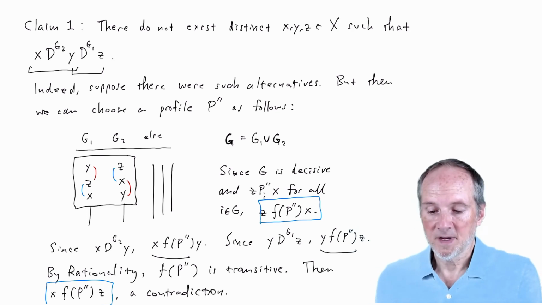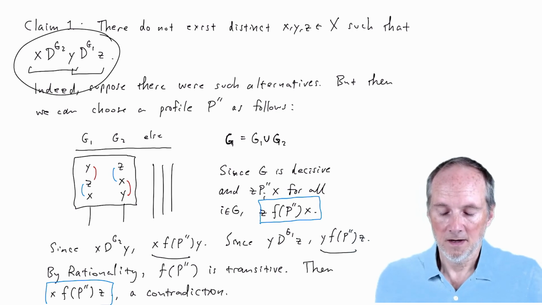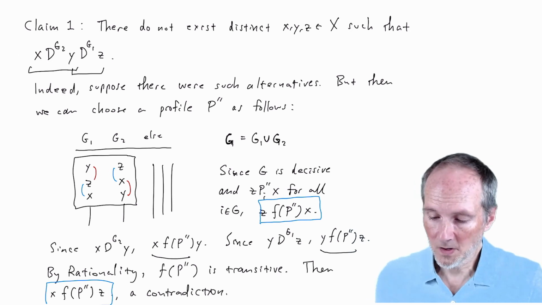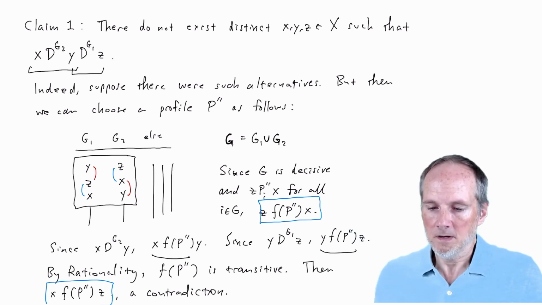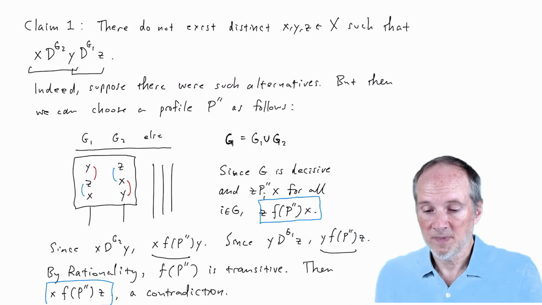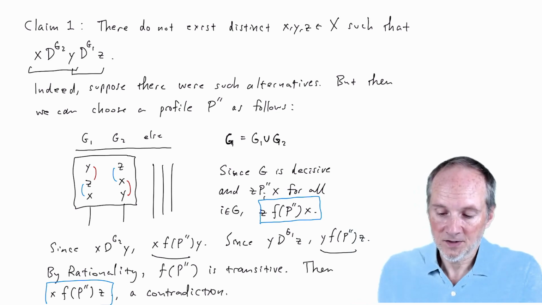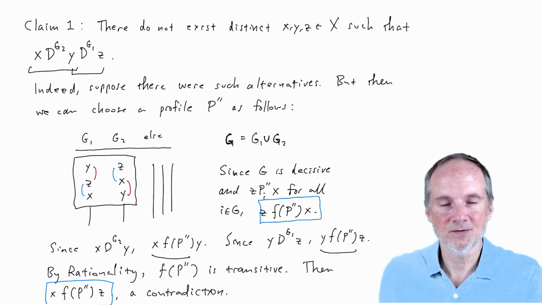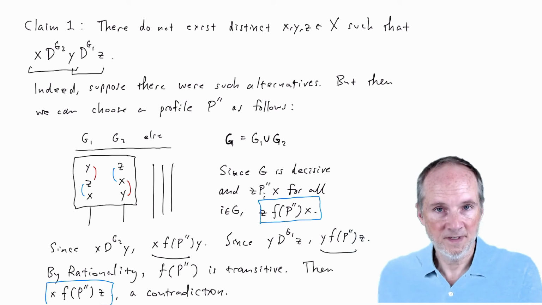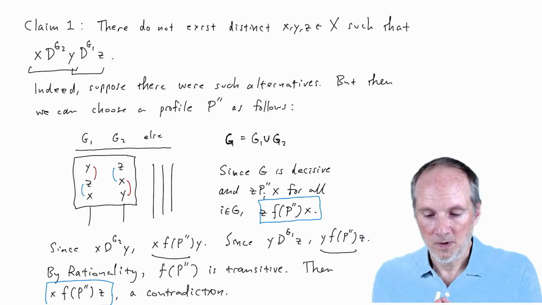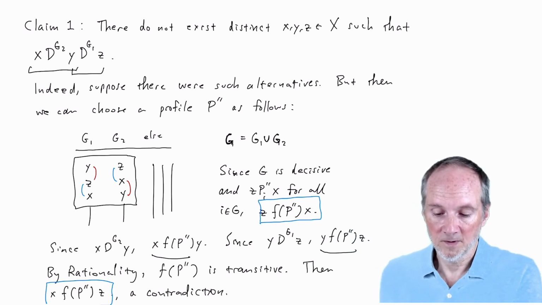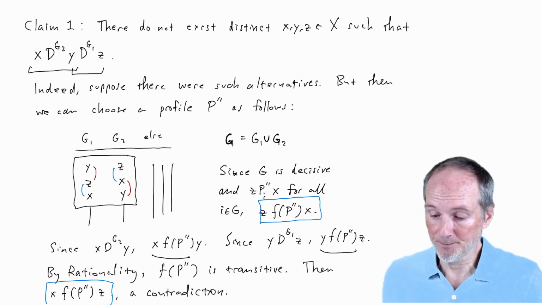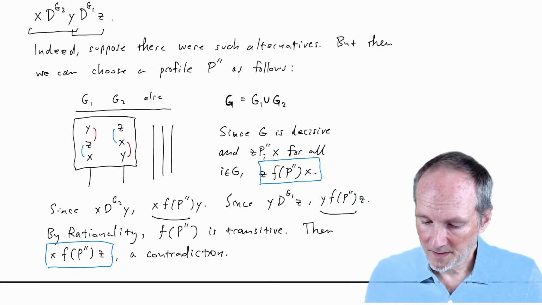And that means that there can't exist distinct X, Y, and Z for which this chain of decisiveness holds. Okay, so that's claim one. And you can see how we're using the axioms here, and we're using the idea of a social preference function being defined on all preference profiles. I constructed a preference profile here in a particular way, but we're assuming that the social preference function assigns some social preference relation to that profile. And anyway, so that's claim one.